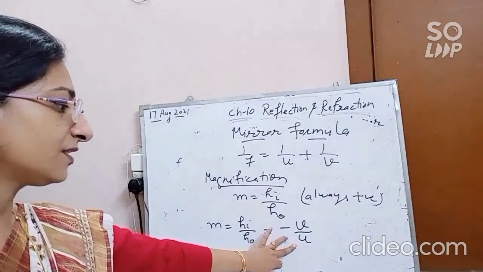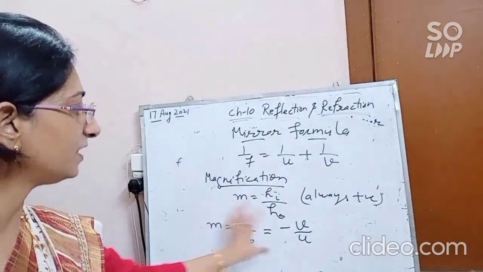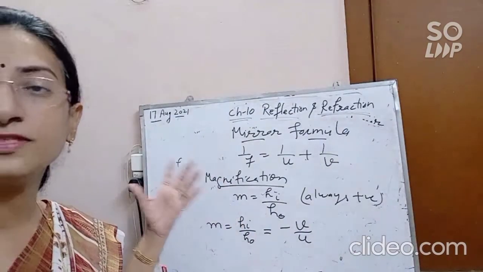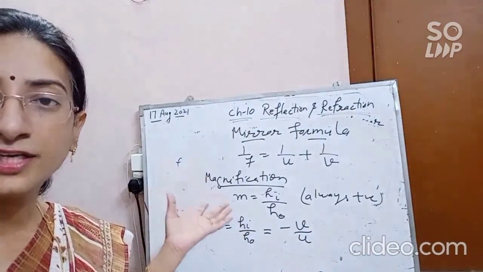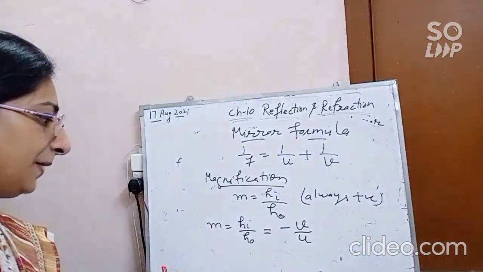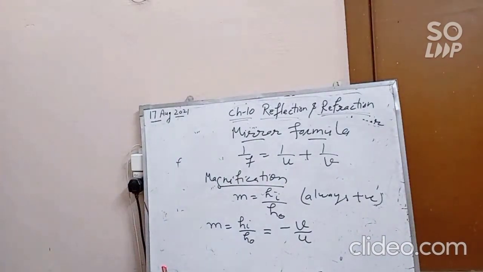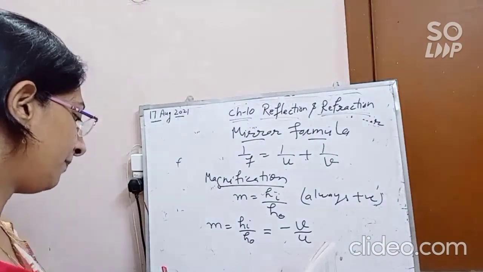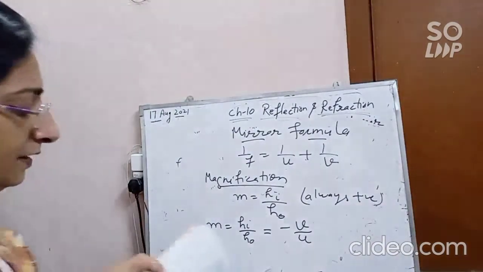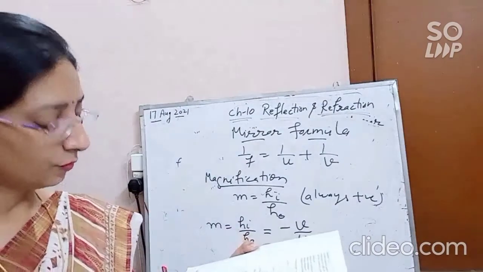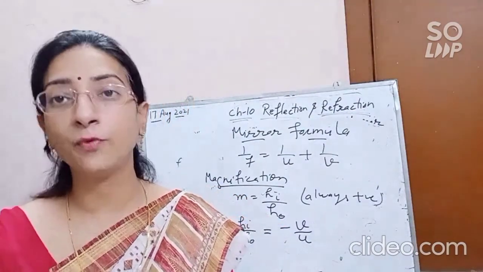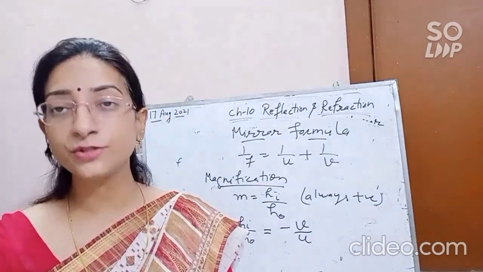So from this formula we can solve the problems related to the concave mirror and the convex mirror. Right, now I am taking two numericals which are given in your NCERT book from page number 170. Two examples are given, example 10.1 and 10.2. Now I will solve these two examples.